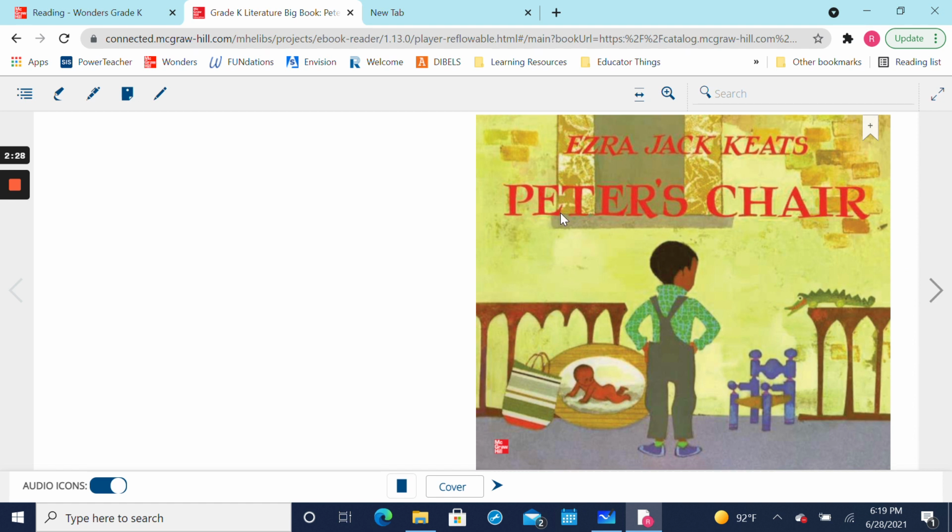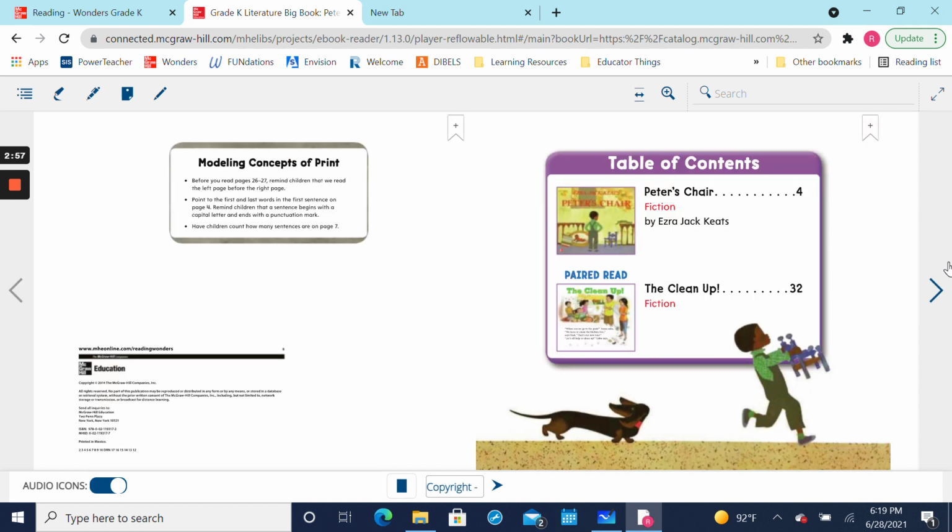So I see that these words are bigger than the other words, so I know that these two words must be the title. And the title of the story is Peter's Chair, and it's by Ezra Jack Keats. Now, his name is the only name that's here by itself, so I know that he is the author and the illustrator. That means he wrote all of the words, the author, and he drew all of the pictures. He is the illustrator.